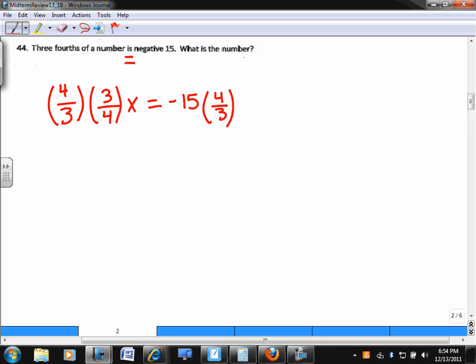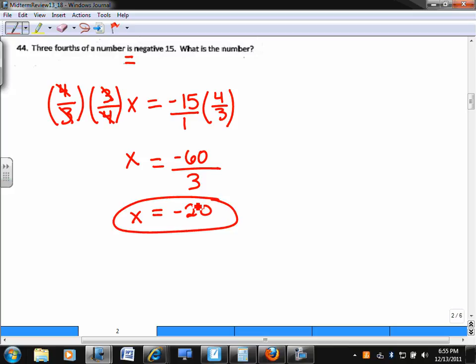Now, -15 is a whole number. We know that the denominator of any whole number is 1, because anything divided by 1 is itself. So let's see. 4's cancel, the 3's cancel. We're left with x on the left-hand side. That was our whole intention here, to get x by itself. Then we have -15 times 4 is -60 over 1 times 3 is 3. X equals -20. We're left with x equals -20.